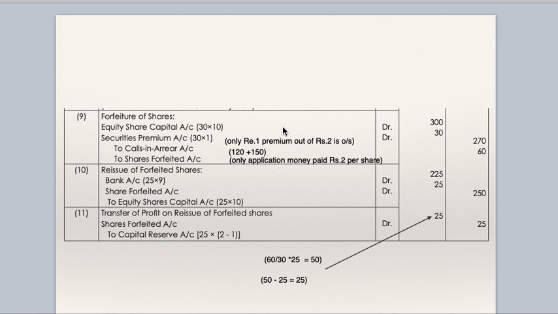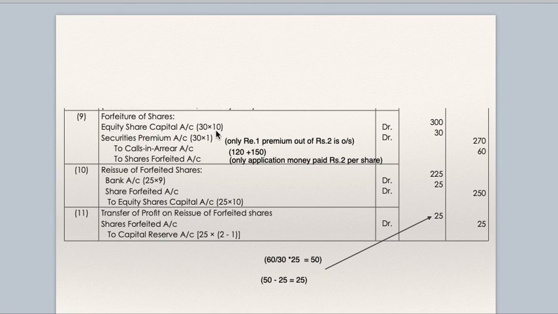Now forfeiture of 30 shares. Equity share capital account debit 30 into 10, 300. Securities premium account debit 30 into 1, 30. Securities premium is 2 rupees. 1 rupee they have already collected with application, so it won't appear in the forfeiture entry. But securities premium along with allotment, rupee 1, which they have not received, so only 1 rupee will appear in the forfeiture entry in securities premium account.